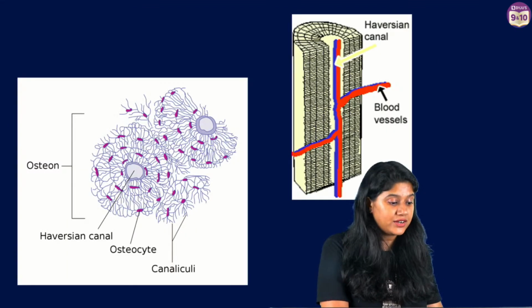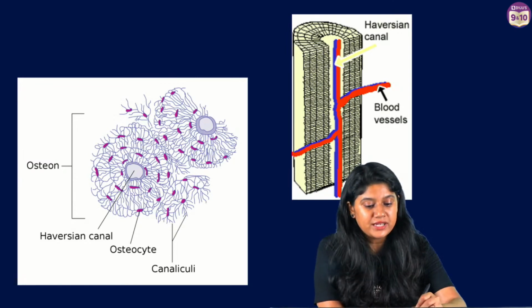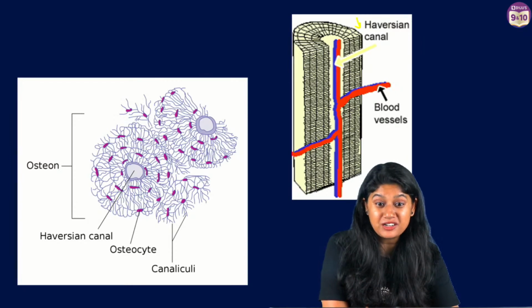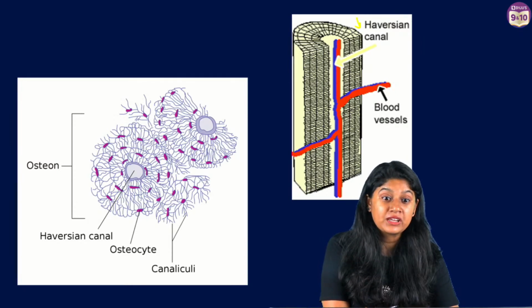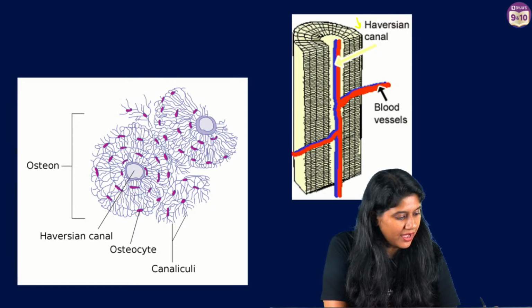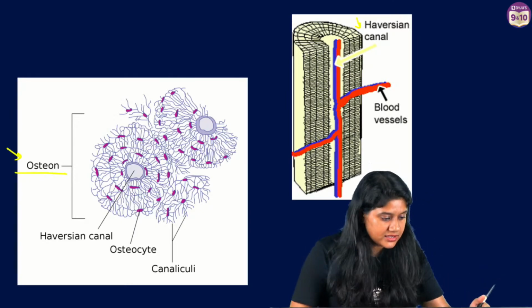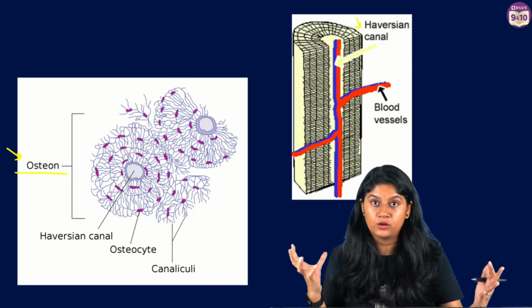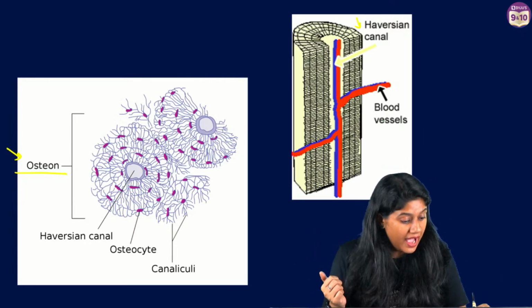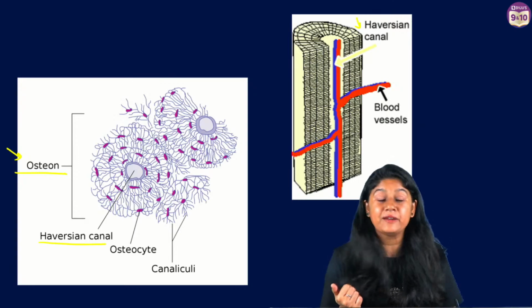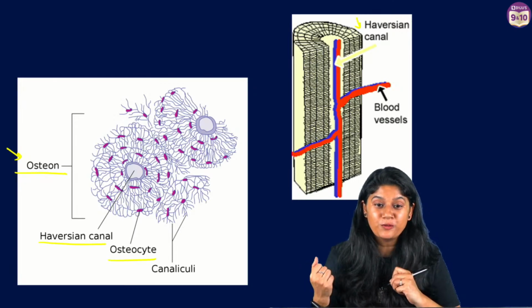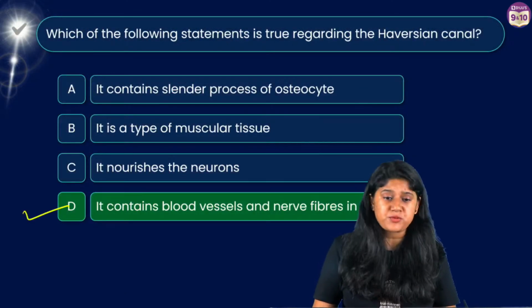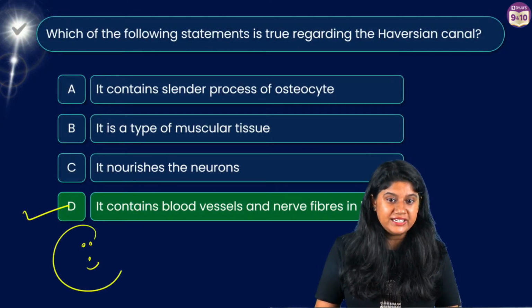Yes, so we know that, right, the Haversian Canal. It's present, of course, in the bones, and of course, they have the blood vessels and the nerves, right? See over here what we have, the osteon, right? Of course, it's basically a part of the bone, where of course we have all the canals, right? We have the cells also. Yes, very good, everyone. So the correct answer over here is option number D.